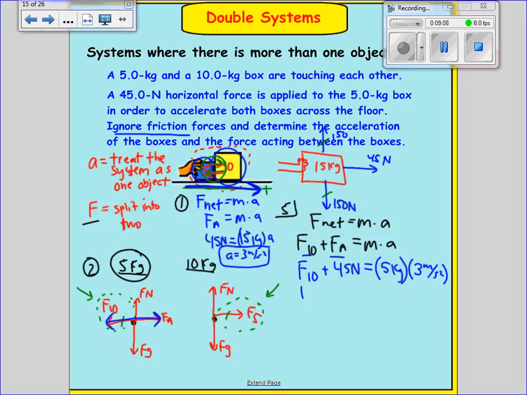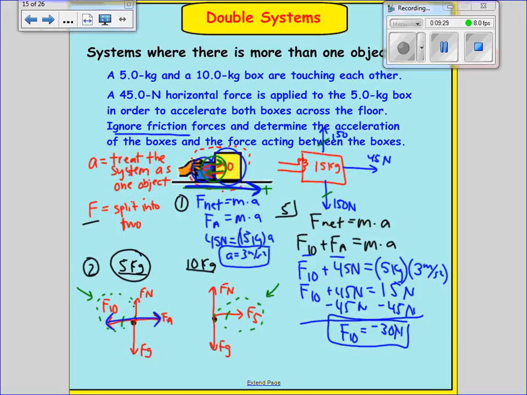Now I'm going to go ahead and solve. F sub 10 plus 45 is equal to 5 times 3 is 15. I'm going to subtract 45 from both sides. Okay, and notice that I get the force that the 10 kilogram block is pushing on the 5 is negative 30 newtons. And we know that it should be negative because remember, the force that the 10 kilogram block pushes back is in the negative direction. So that actually makes sense that we should get a negative. But the force is 30 newtons.